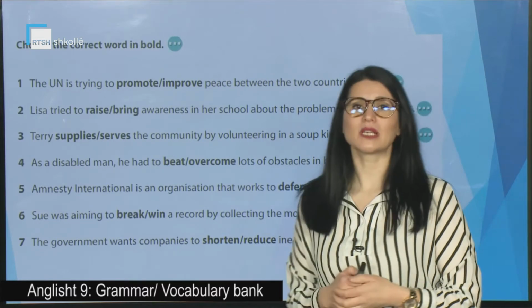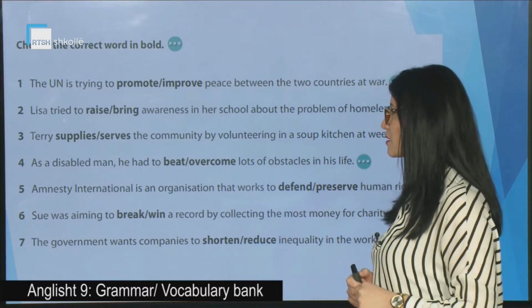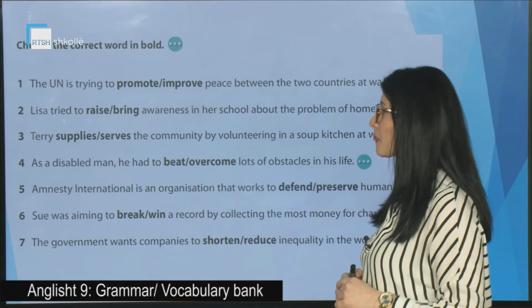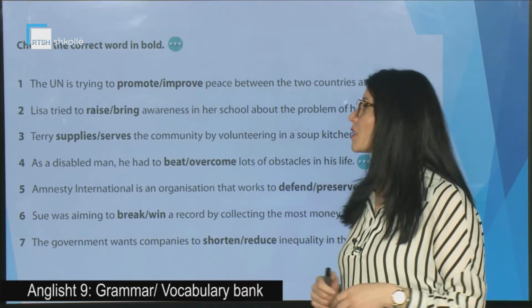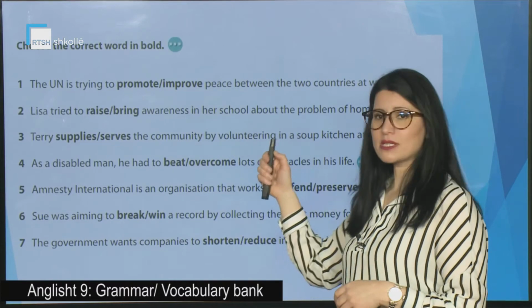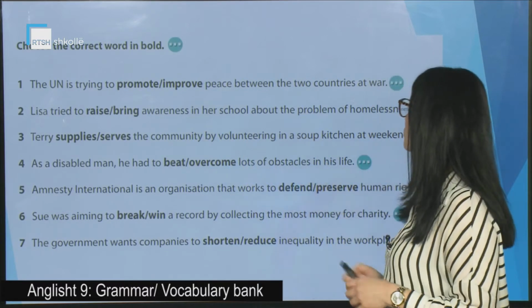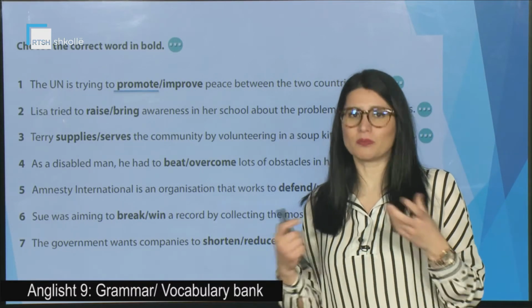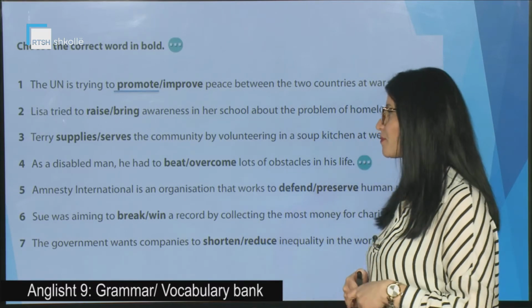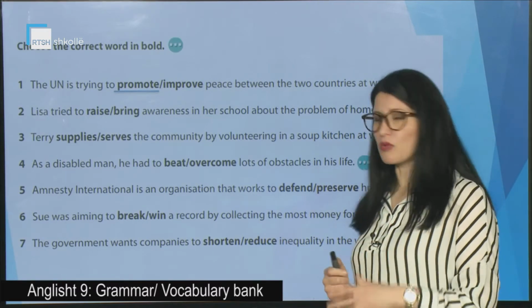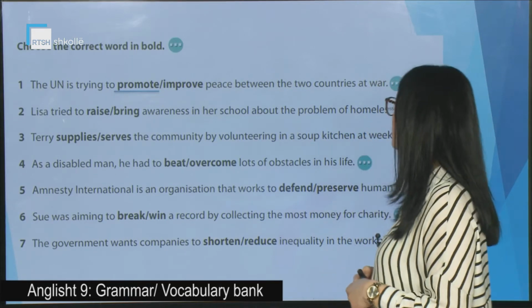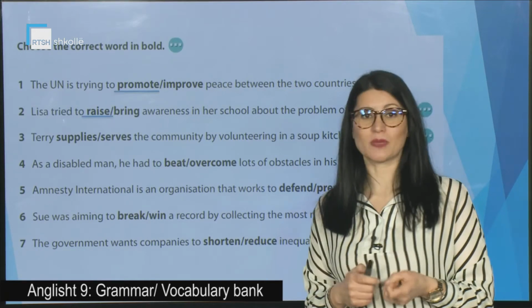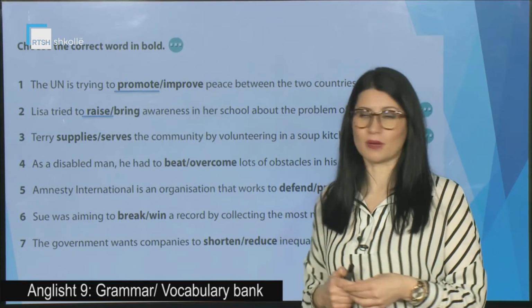Choose the correct word in bold. We have got some sentences here and we are going to choose the word that best fits the phrase. The UN, that is the United Nations, is trying to promote peace or to improve peace between the 2 countries at war. And it is to promote peace, to encourage people to live in peace among each other. Lisa tried to raise awareness or bring awareness in her school about the problem of homelessness. So it is to raise awareness, which means to make people aware of a problem.